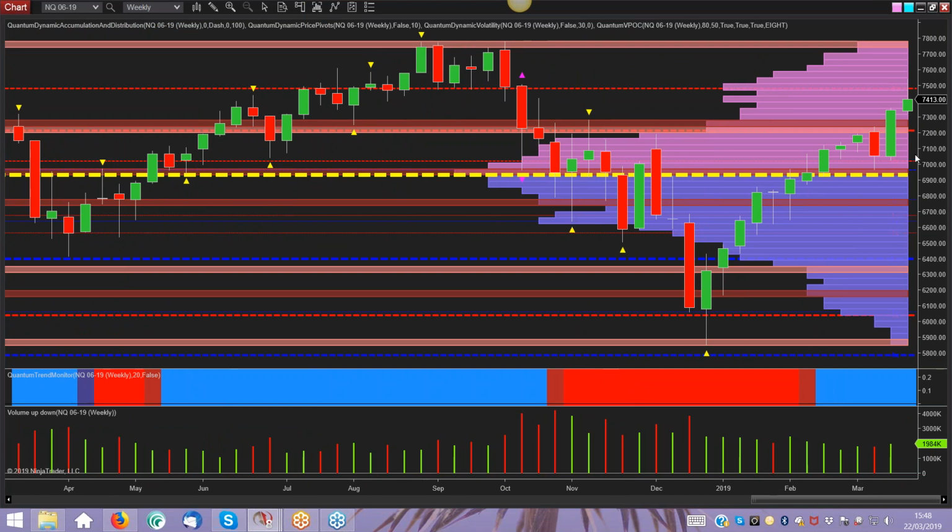What caused us some concern from a volume perspective was this very widespread up candle that we had on the previous week. But look at the volume associated with it. It just doesn't look right. This price action should require considerably more effort in terms of volume than is reflected here.